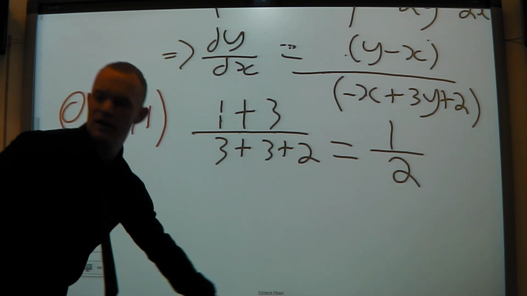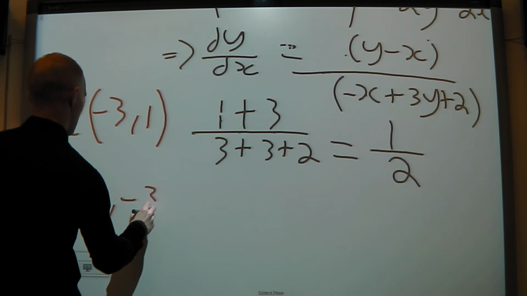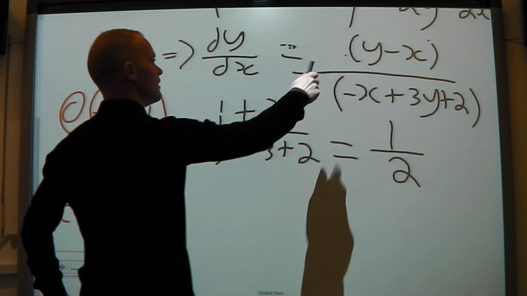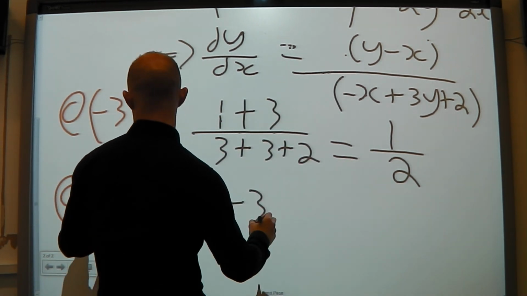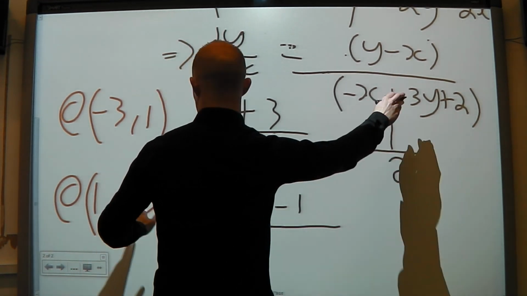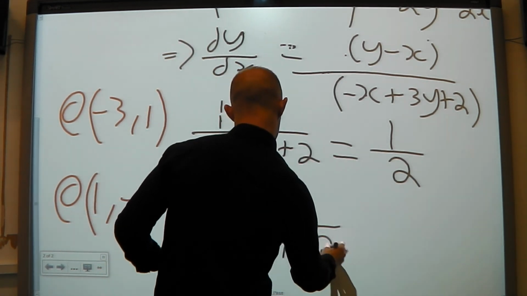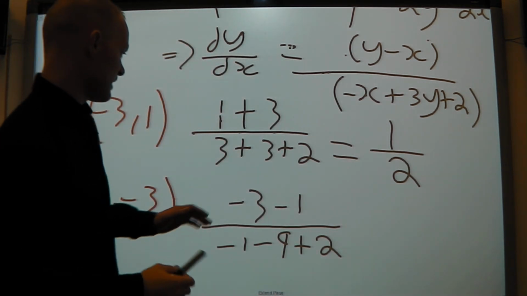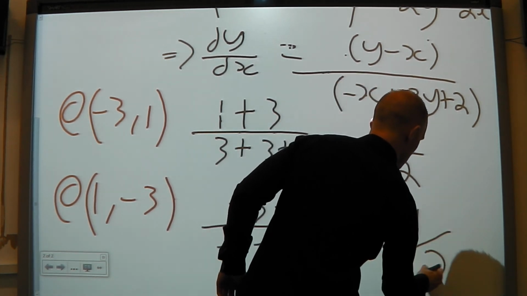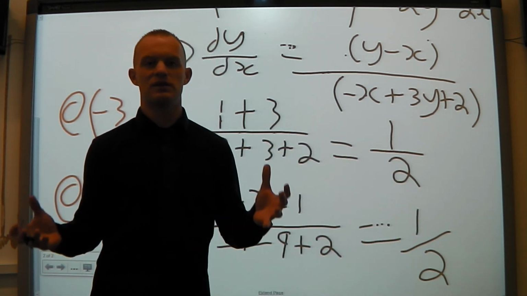So now we have another point, which is 1, -3. So we have y minus x, which is -3 minus 1, which is -4, all over negative x, which is -1, plus 3 times -3, which is -9, and plus 2. So -10 plus 2 is -8. So we have -4 over -8, which is equal to a half. So that implies the slopes are the exact same at both points. So that means their tangents are actually parallel.